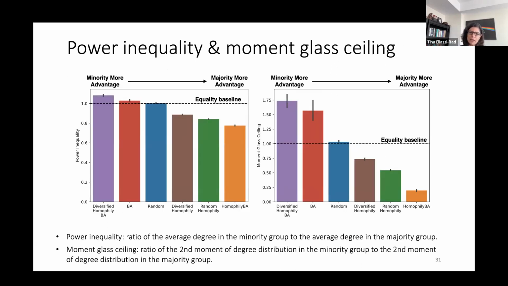And if you look at the power inequality and the moment glass ceiling, one of the things that we see is that with diversified homophily, you're getting the most advantage for the minority group. And with a homophily BA, again, this is where most real world networks fall, you have the most advantage for the majority group.